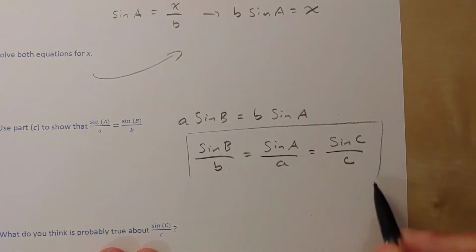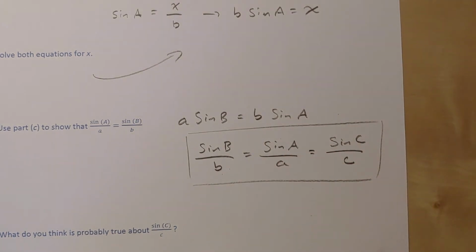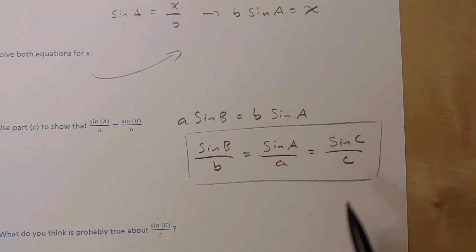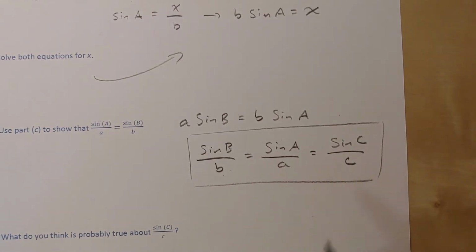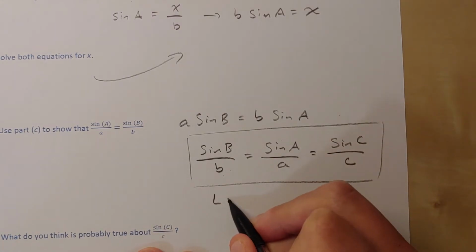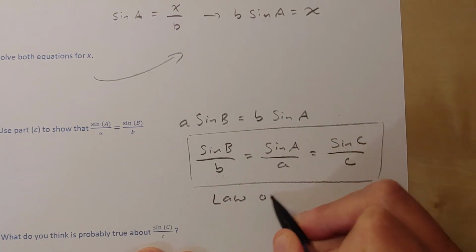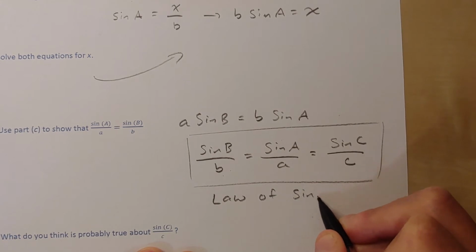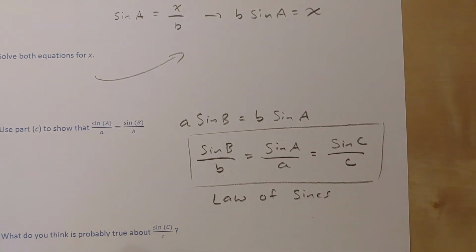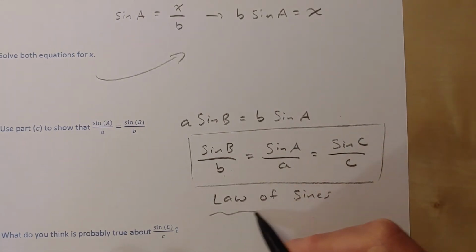This relationship is true whether the triangle is a right triangle or not. This relationship is a way we can use trig in non-right triangles. And this is called the law of sines. I want to show you how this works.